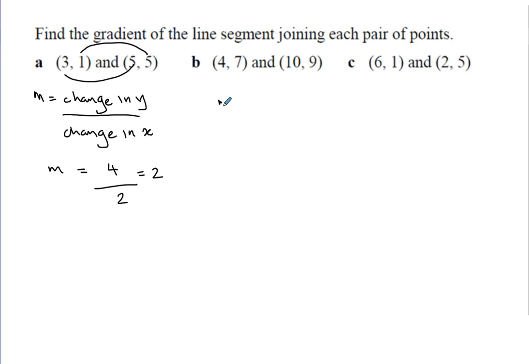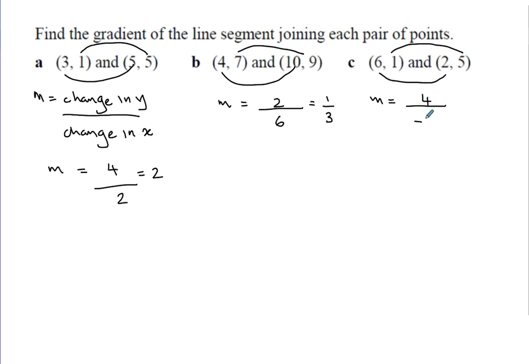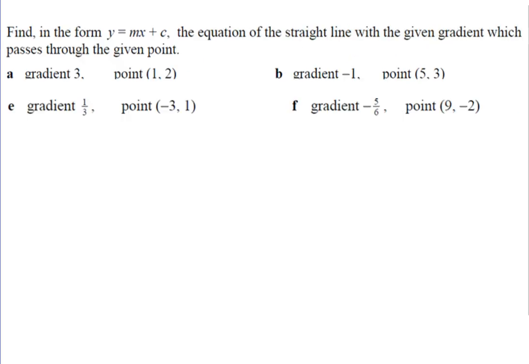Okay, again, change in y divided by your change in x, so from 7 to 9 it's 2, and from 4 to 10 it's 6, so your gradient is 1/3. Okay, and this one here, m equals change in y, so from 1 to 5 is 4, and from 6 to 2 is minus 4, so your gradient here is minus 1. Okay, all right, let's have a look at something a little different.